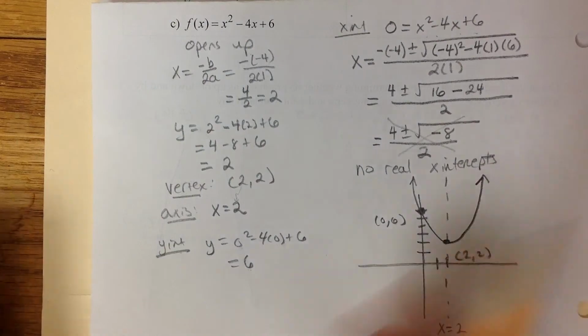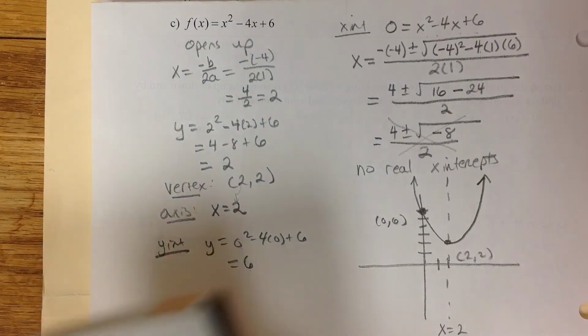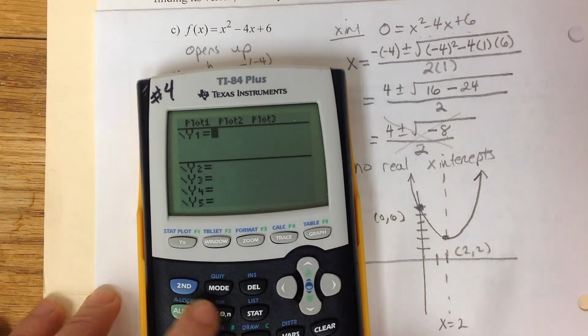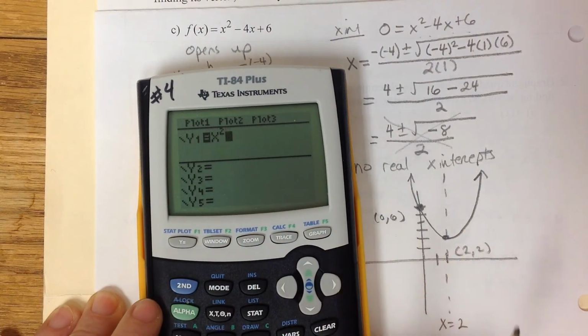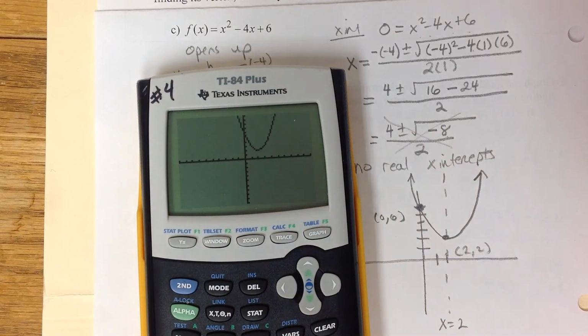Now for confirmation, I can put this on the calculator just to make sure that I found my information correctly. So this was x squared minus 4x plus 6. And yes, it looks like I'm seeing a similar graph, so that makes me believe that I have done this problem correctly.